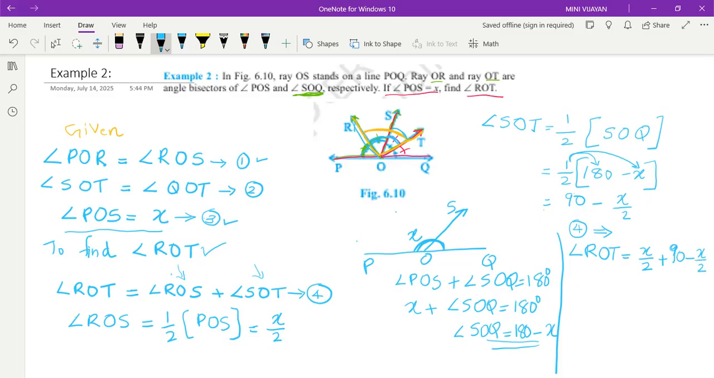How can you simplify this? We can see that here plus x by 2 is there. The sign is positive, and here the sign is negative. x by 2 minus x by 2. So angle ROT equals x by 2, and x by 2 we can cancel because they are equal and of opposite signs, which is equal to what is remaining over there, it is 90 degrees. So ROT equals 90 degrees.